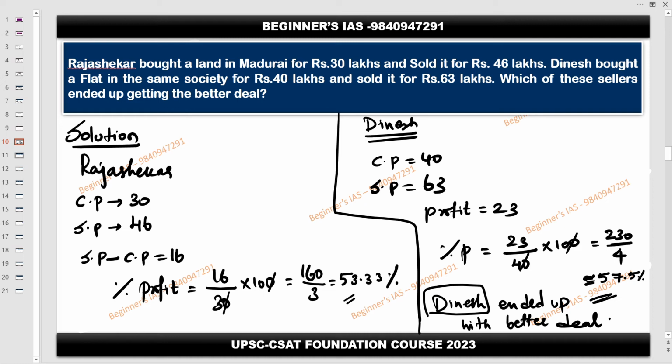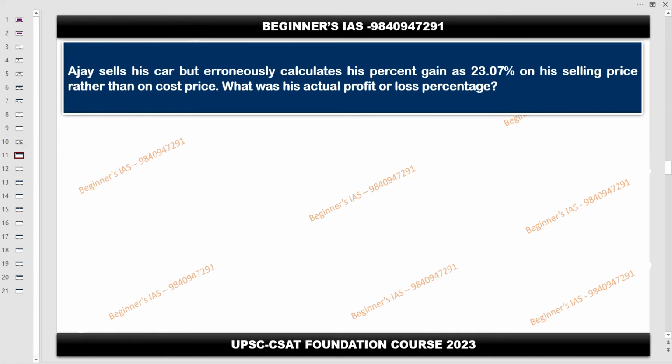Okay, sir, fine. So this question is also an important question, an important model also. This kind of question you may expect in both State Public Service Commission as well as UPSC. Okay. Ajay sells his car but erroneously calculates his percentage gain as 23.07% on his selling price rather than on the cost price. What was his actual profit or loss percentage? So how to solve this kind of questions? So listen carefully here.